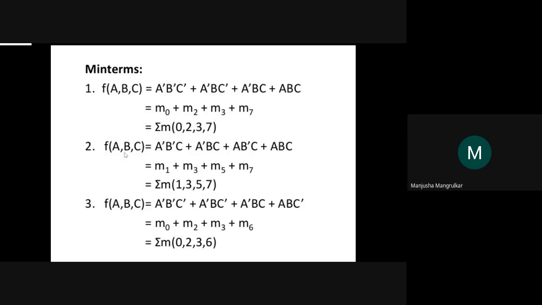One more example, f of A, B, C. A complement, B complement, C complement: all are 0, 0, 0. So that is M0. Now A complement B C complement is 0, 1, 0, that is 2. 0 1 1, that is 3. And 1 1 0, that is 6. So the sum of product is M 0 2 3 6.